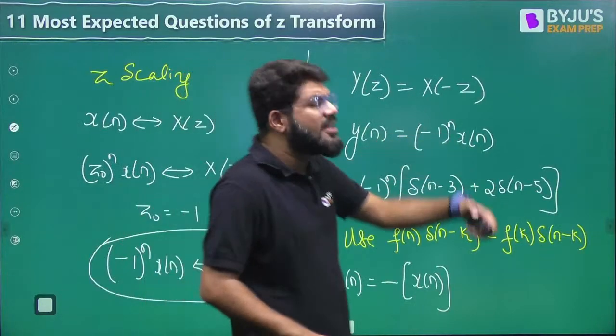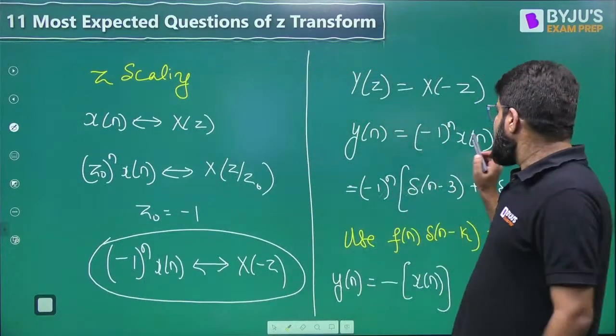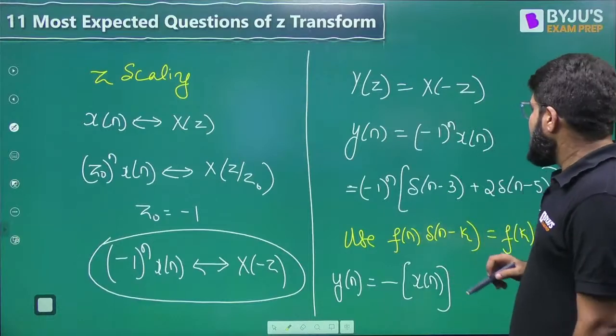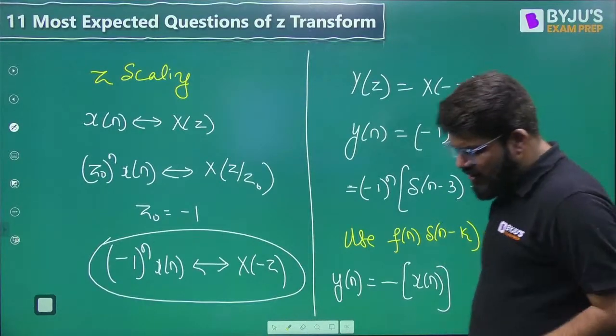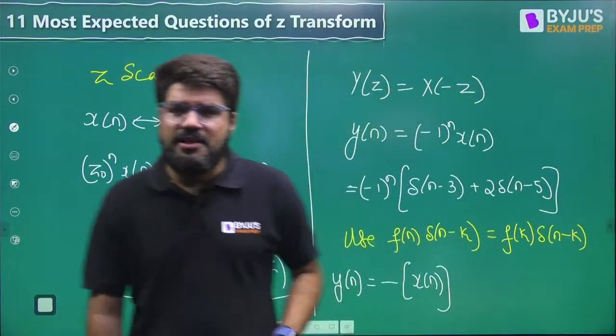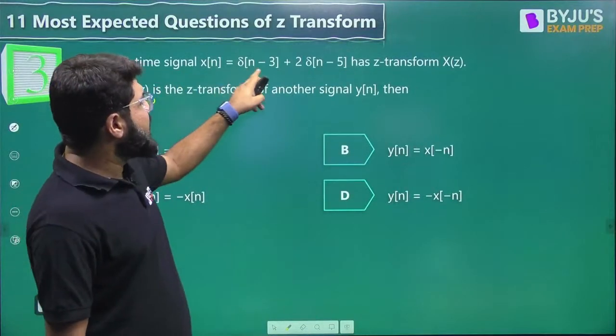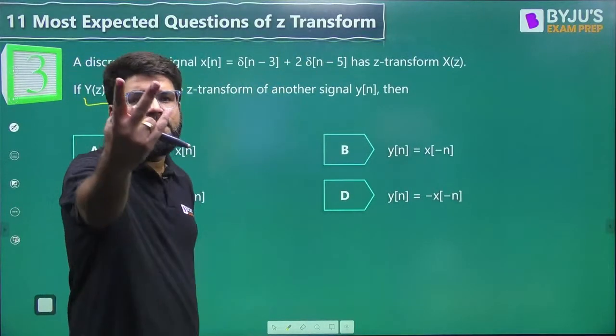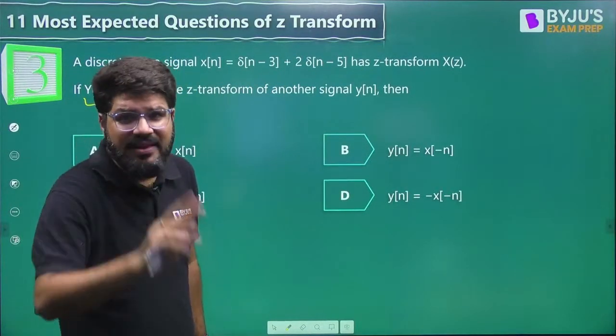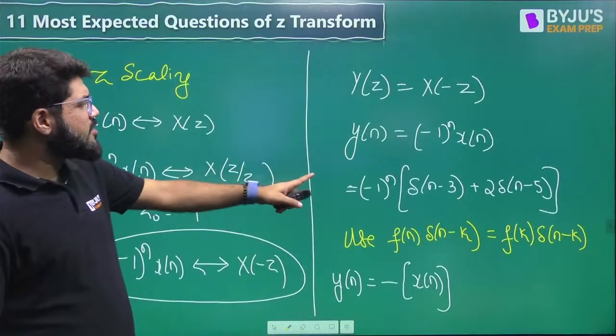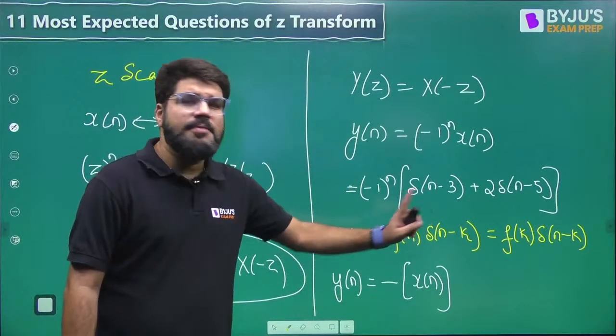In general it is (-1)^n x[n], but this particular x[n] is defined only for odd values of time. Delta[n-3], delta[n-5]: two impulses, one at 3, one at 5, only odd values of time. That is why (-1)^n is minus, and the remaining part is x[n].